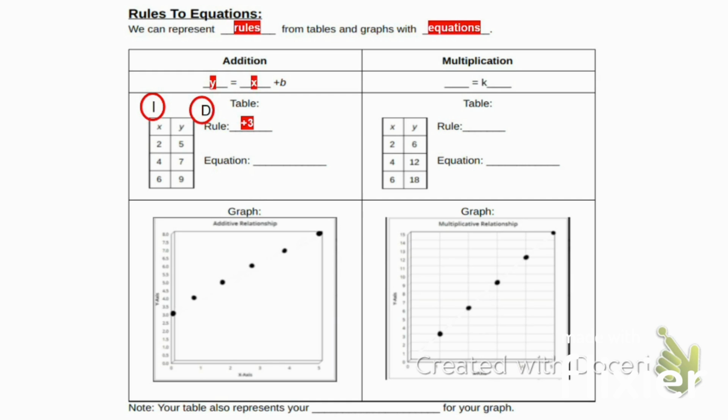Then we need to write our equation in the same format as above. The only thing that changes is going to be the plus b. We're going to use our rule instead. So our equation would be y equals x plus 3.